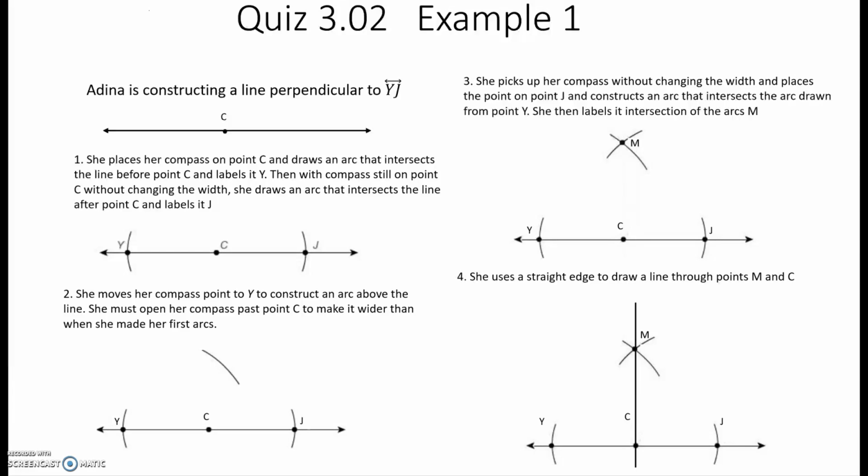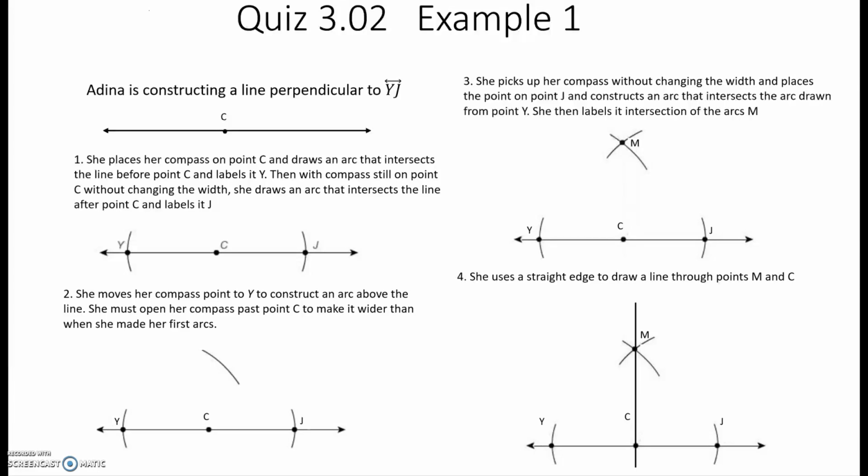an arc that intersects the line before point C and labels that Y. Then, with the compass still on point C without changing the width, she draws an arc that intersects the line after point C and labels that J.